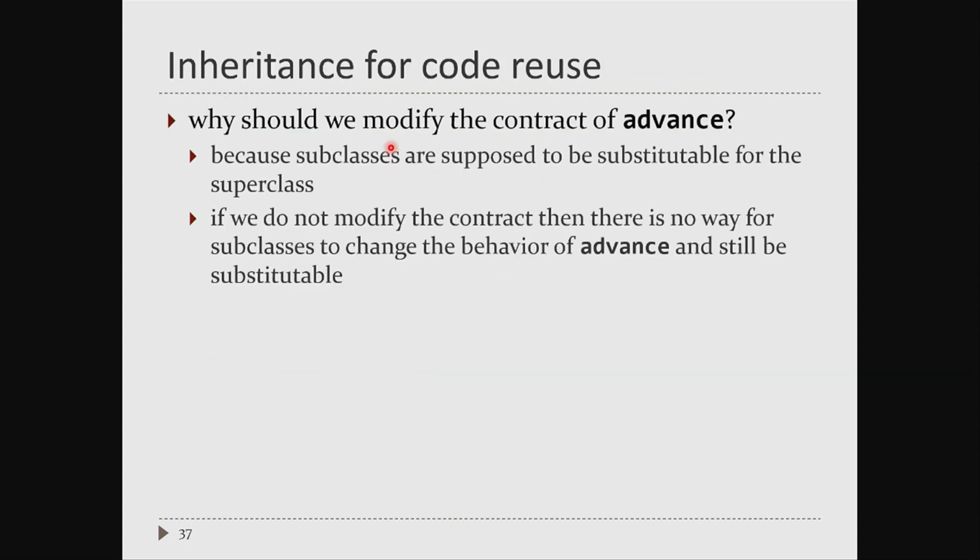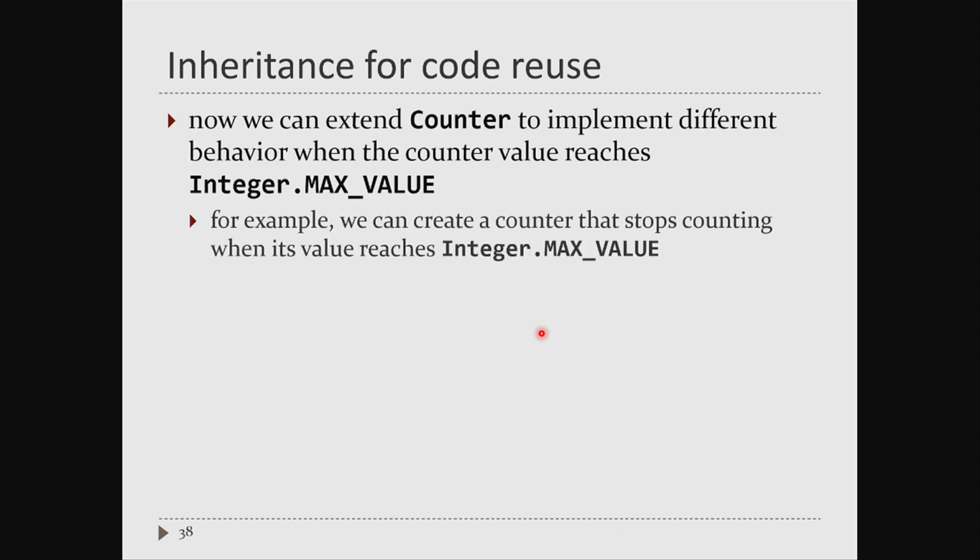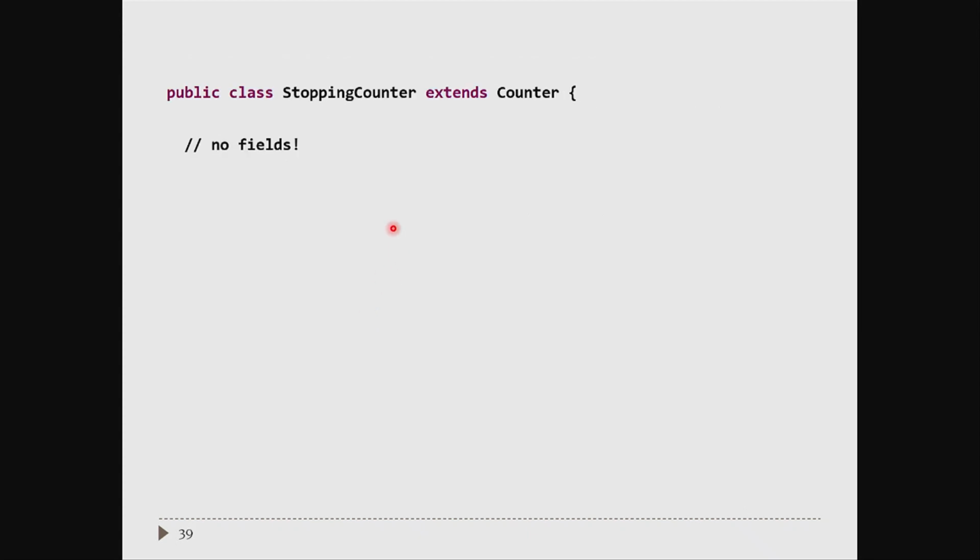All right, so why are we modifying the contract? Because subclasses are supposed to be substitutable for their superclasses. That's the reason why. Okay, so now I can finally implement inheritance. I can finally implement a counter that does something different when you hit max value. Let's suppose we stop counting. I want to stop counting when you hit integer max value.